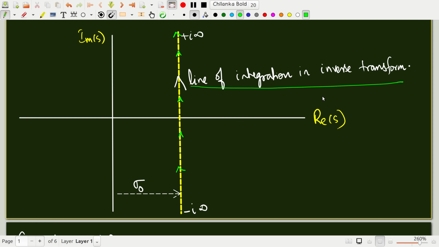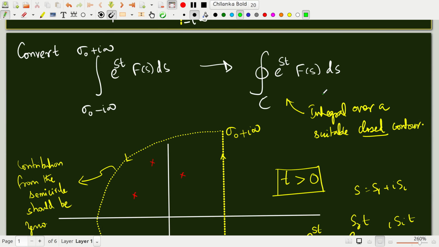But the key idea is we don't want to use the line integral. We want to use a contour integral. So the idea is to convert this line integral cleverly to an integral over a closed contour, and then use the theory of residues.